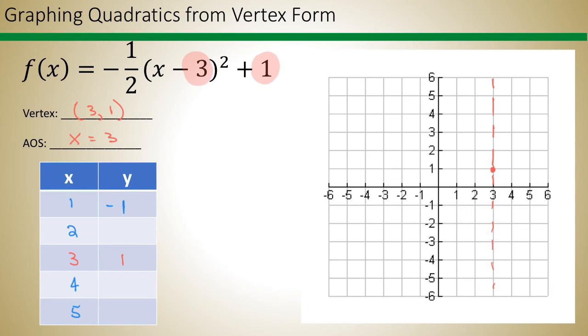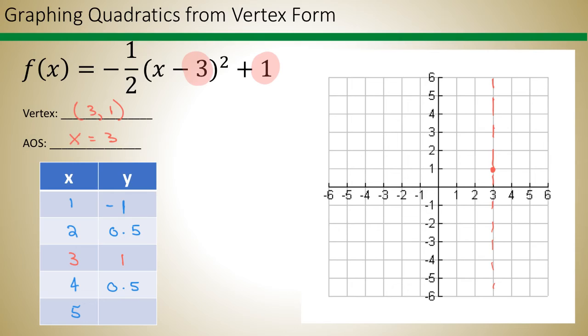All right. Next one, we're going to sub 2 in. So 2 minus 3 is negative 1. Negative 1 squared is 1. Negative 1/2 times 1 is negative 1/2. Negative 1/2 plus 1 is positive 1/2, or I could write this as 0.5. Okay, so now I should be able to sub 4 in and also get 0.5. Let's double check. 4 minus 3 is 1. 1 squared is also 1. Negative 1/2 times 1 is negative 1/2. Negative 1/2 plus 1, that is going to be 1/2.